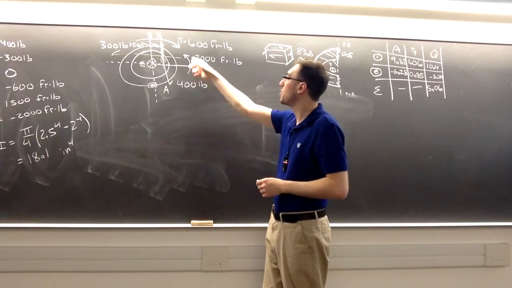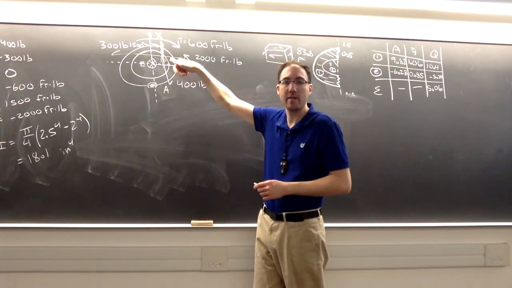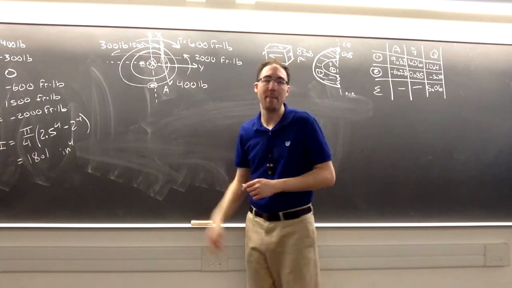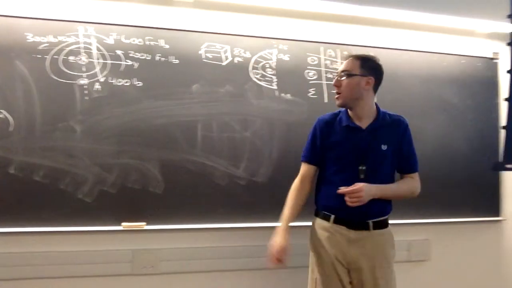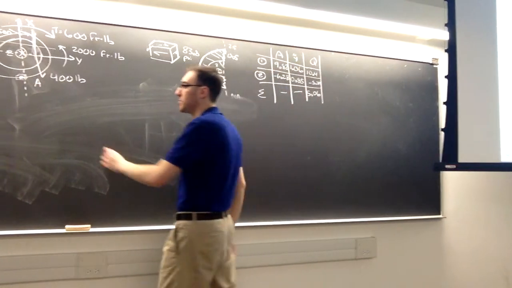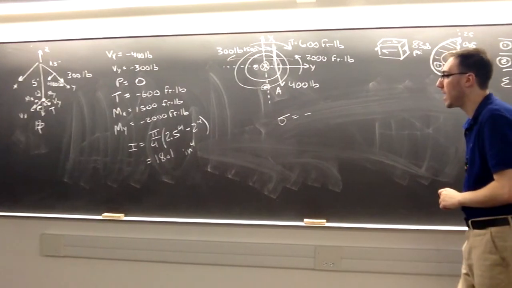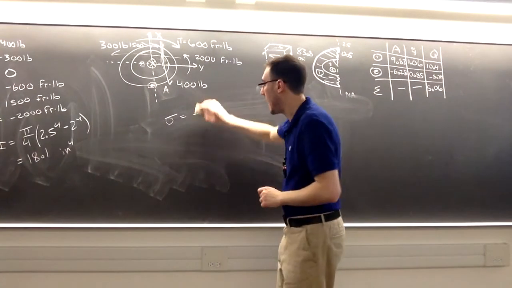However, the 2,000 foot-pounds, which is bending around the y-axis, or really the negative y-axis, will create a bending stress at point A. So for the 2,000 foot-pounds, we have to find what is the normal stress due to that loading. So again, we can use negative My over I. Here I'm actually going to edit it a little bit.